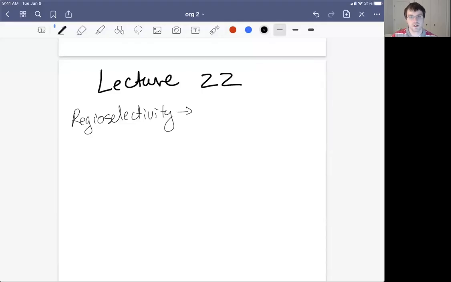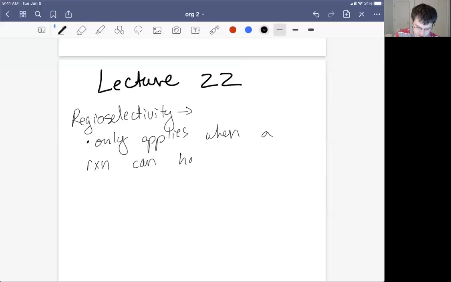In this lecture, we're going to look at new terms related to how reactions can proceed when there are multiple sites and stereochemical opportunities that are possible. The first term that we're going to look at is regioselectivity. I could define regioselectivity right away, but let's first introduce the idea as one that only applies when a reaction can happen at multiple sites in a molecule.